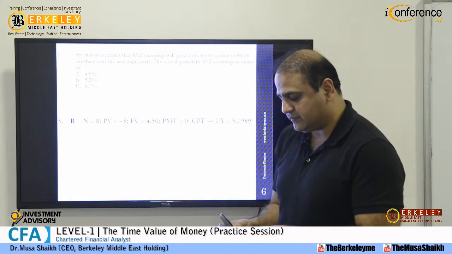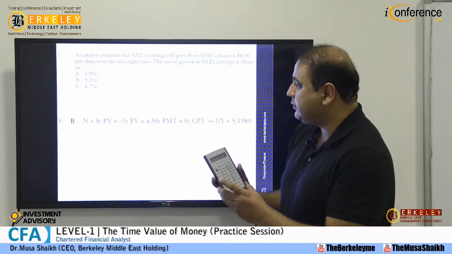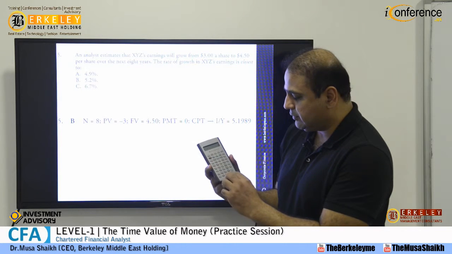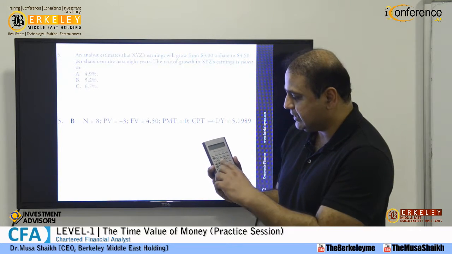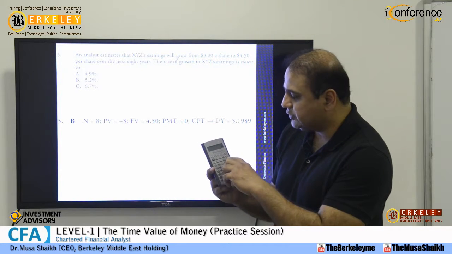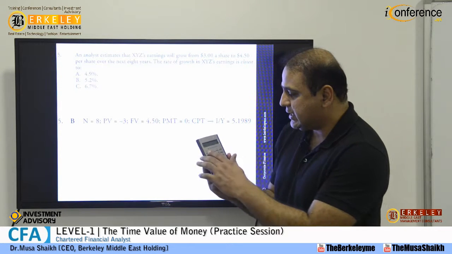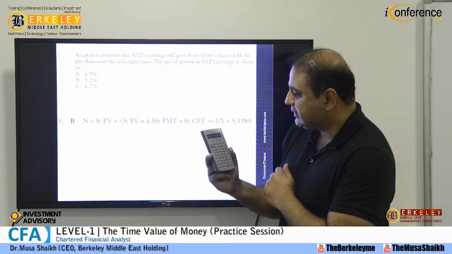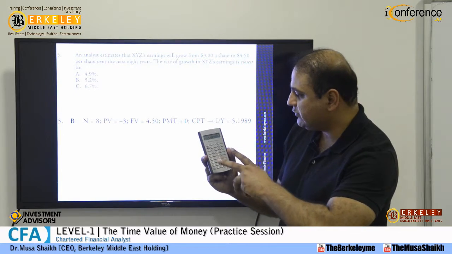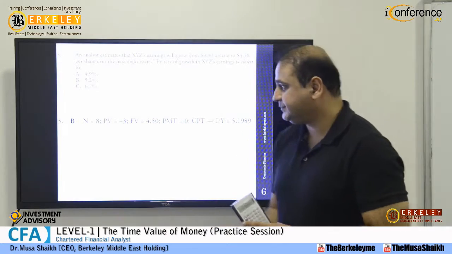So I'll put this information in this calculator. I'll clear the timeline, and then I'll put information in, 8. And then we will put 3. I'll put a minus sign. This is my present value. 4.5 is my future value. Then my payment PMT is 0, and I have to compute the IY. This is coming 5.19, which, if I round off, will become 5.2. That is the B right answer.